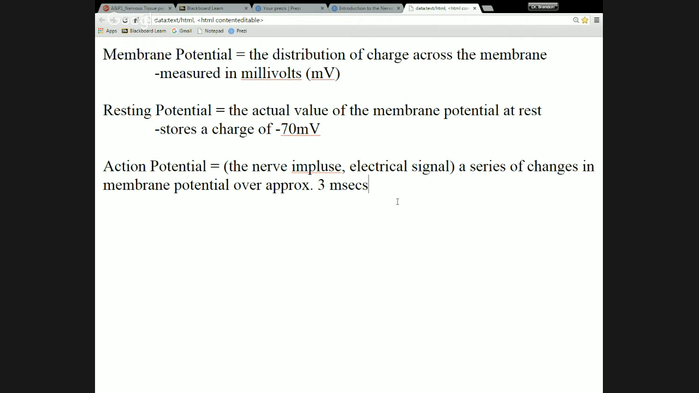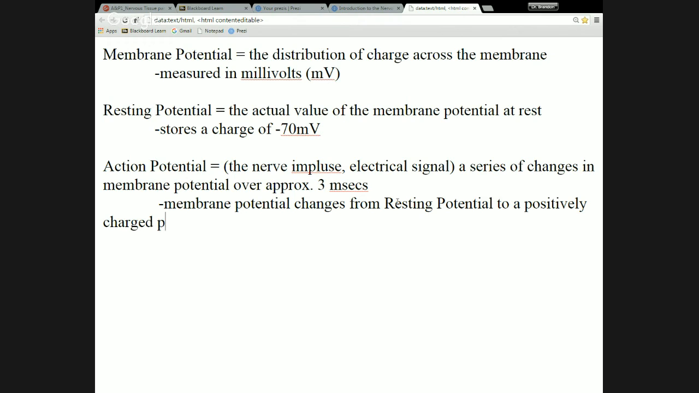So that means over approximately 3 milliseconds, the membrane potential changes from the resting potential to a positively charged peak. And the difference between the two is the magnitude, or size, of that signal.